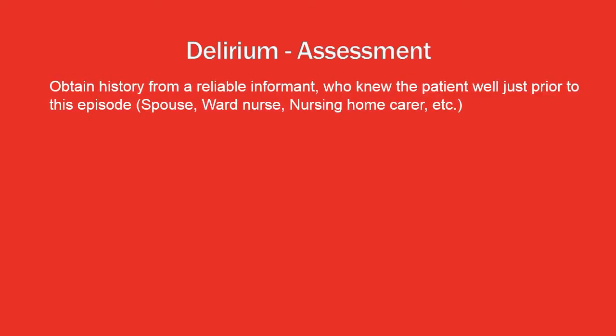So in the assessment of a patient who seems to be presenting with delirium, it is important to obtain history from a reliable informant who knew the patient well just prior to this episode of delirium. Typically that person would be the patient's spouse if the patient is coming from home, or a ward nurse who has been looking after the patient for the last few days in hospital, or if the patient is a resident in a nursing home, the primary carer from the nursing home. These people would be able to tell you about the baseline functioning and presentation of the patient.